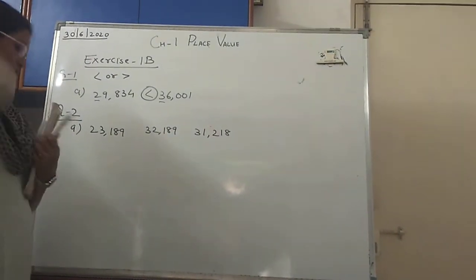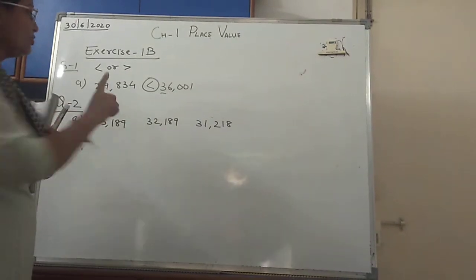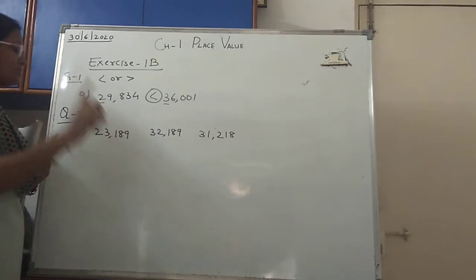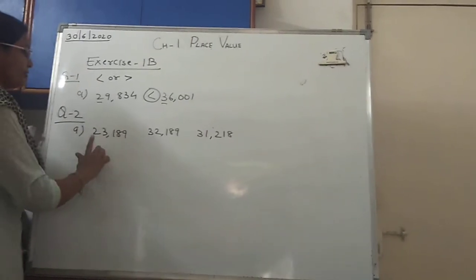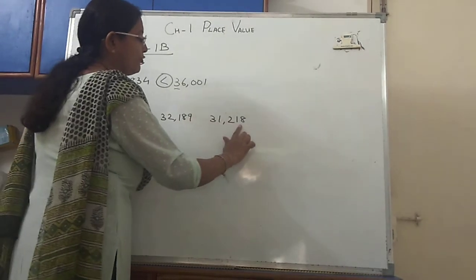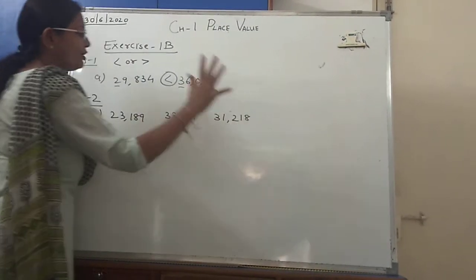Again, if you want to ring the greatest number, what do you have to do? You have to compare these 3 numbers. First of all, the first rule. What is the rule? Count the number of digits. 1, 2, 3, 4, 5. All 3 numbers are of 5 digits.